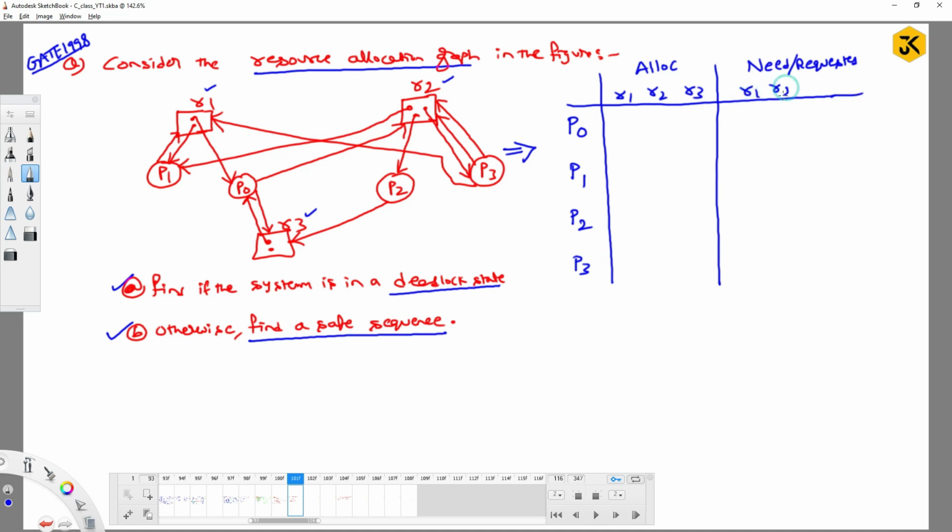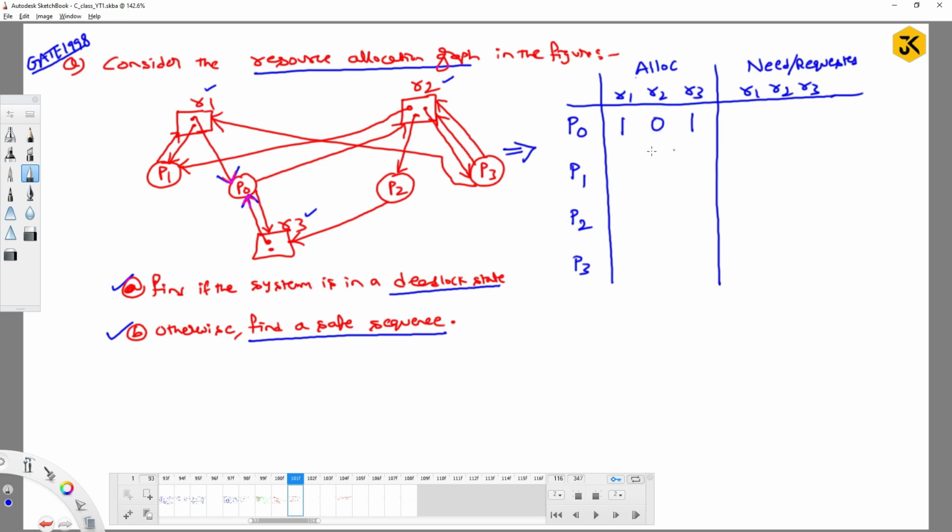So I am going to represent that like this, right? What are the resources that are allocated for P0? Just try to think, right? As already said, the incoming edges define allocated. How many incoming edges are there for P0? Two incoming edges are there, one from R1 and another from R3. So for R1 I will make 1, for R3 I will make 1, and for R2 it is not there.